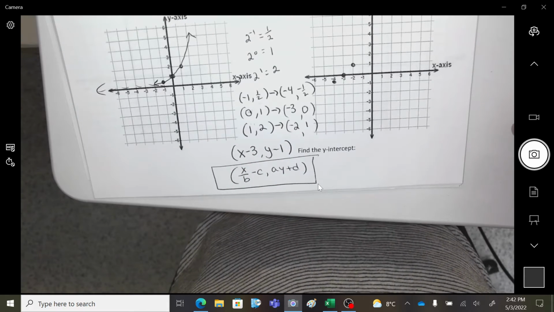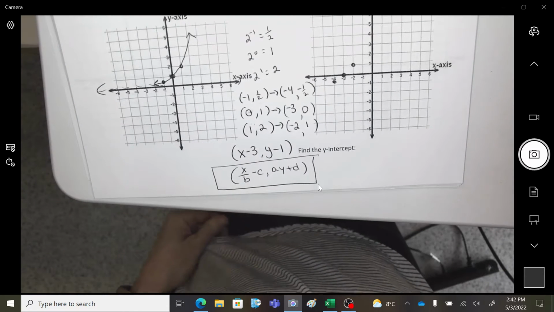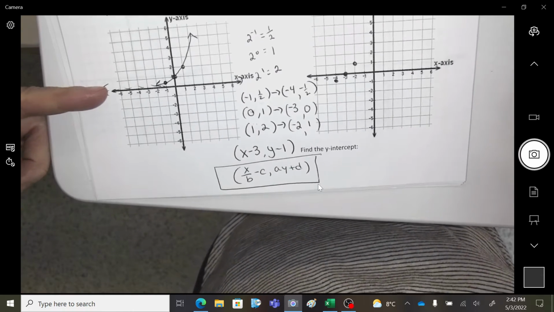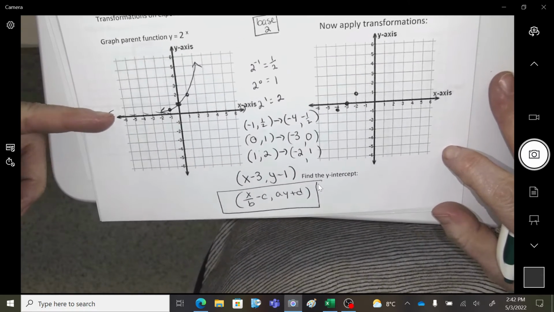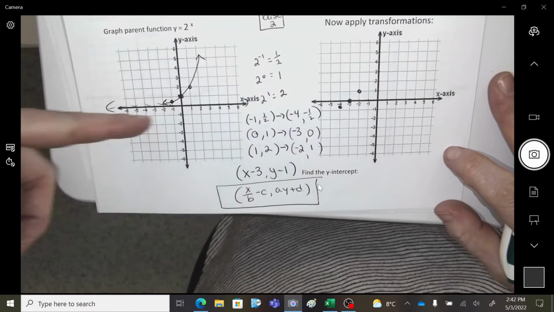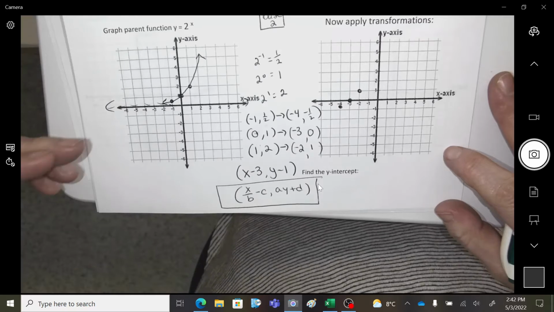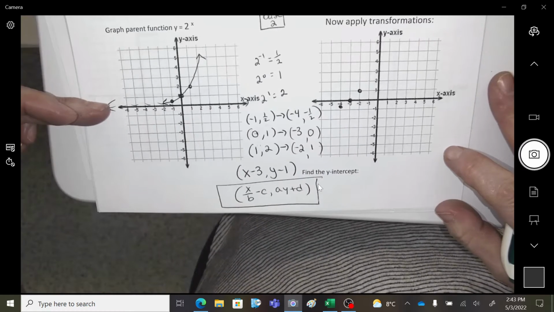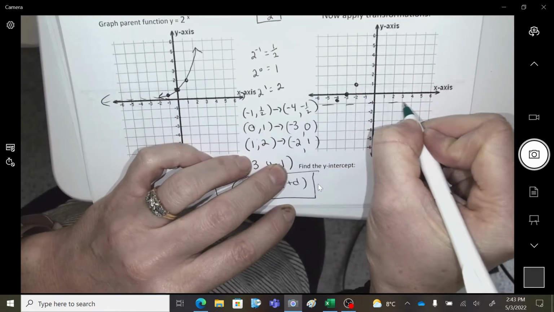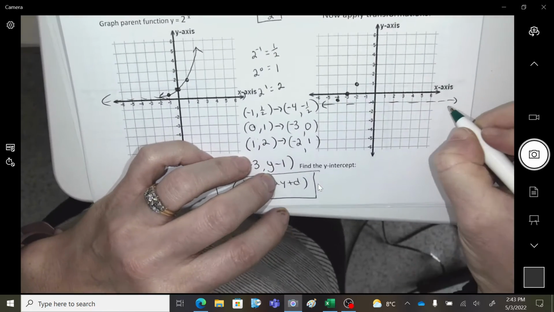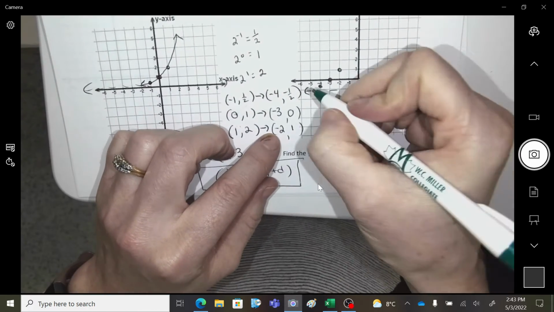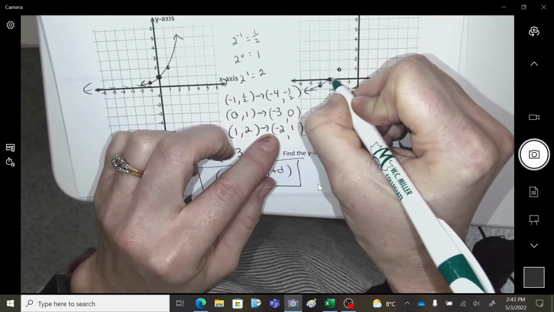Okay, before I connect them, let's also talk about our asymptote. Here's our asymptote. It doesn't matter if I move this line left or right. Do you see? Left or right moving that line, it doesn't matter. But shifting that line down 1 will make a difference. So your asymptote will now be at y equals negative 1. And then here's your new graph.